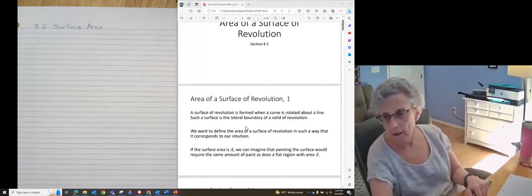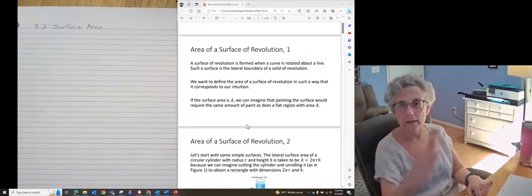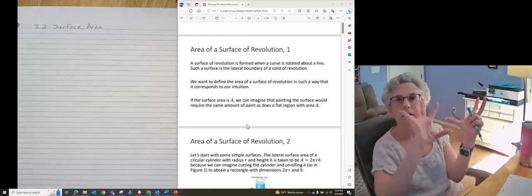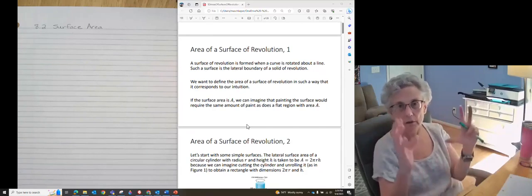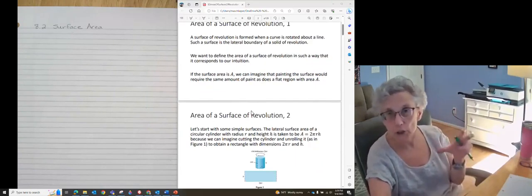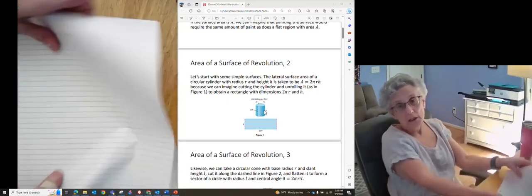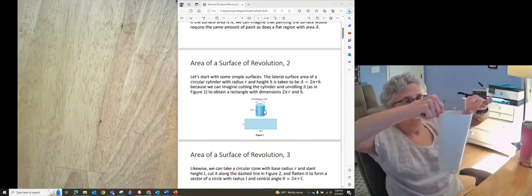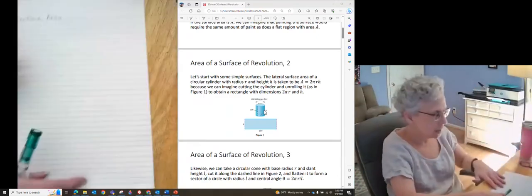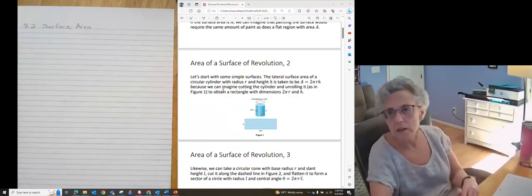chapter 6. So we take a curve and we rotate it around an axis, and it creates a figure, and we're finding the surface area of the outside of that figure. Last time we were finding the volume of what was inside of the region. If we just had a sheet of paper and we unfurled it, then the surface area is just a rectangle. But we have curvy things, so it's not so simple.